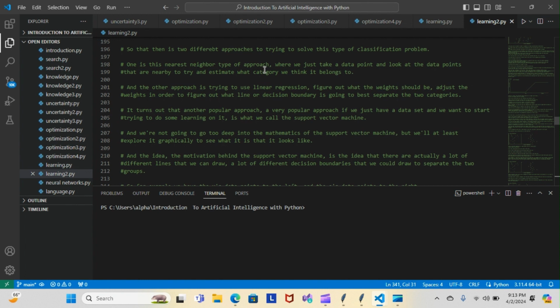It turns out that another very popular approach, if we just have a data set and we want to start trying to do some learning on it, is what we call the support vector machine. We're not going to dive too deep into the mathematics of the support vector machine, but we'll at least explore it graphically to see what it looks like. The motivation behind the support vector machine is the idea that there are actually a lot of different lines, a lot of different decision boundaries, that we could draw to separate the two groups.